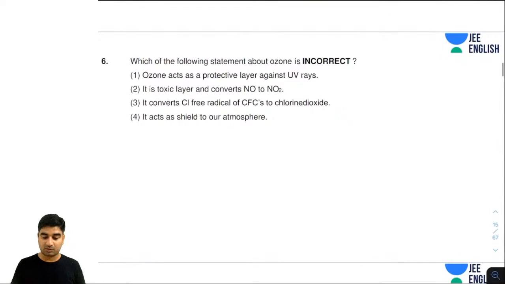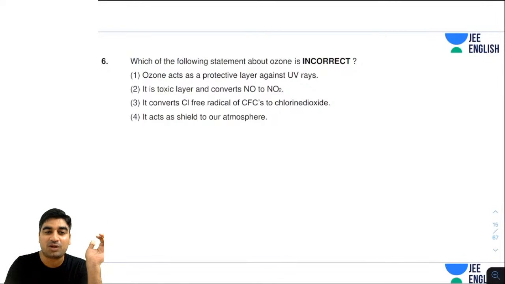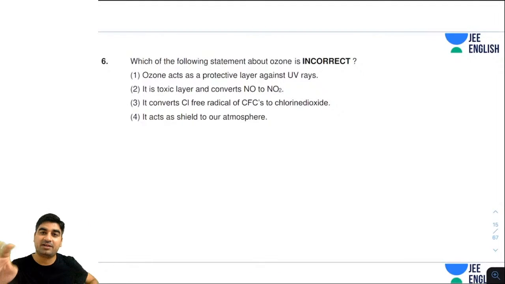So which of the following is incorrect? Again, this is from environmental chemistry, guys. These are what I call free marks. Even if you have studied NCERT properly, you can answer it.